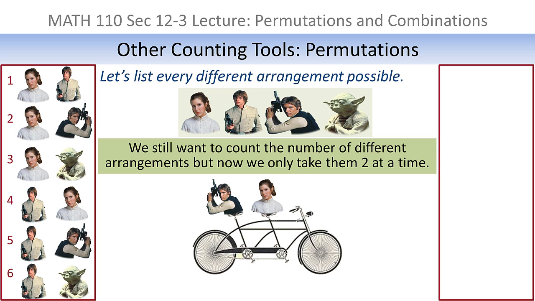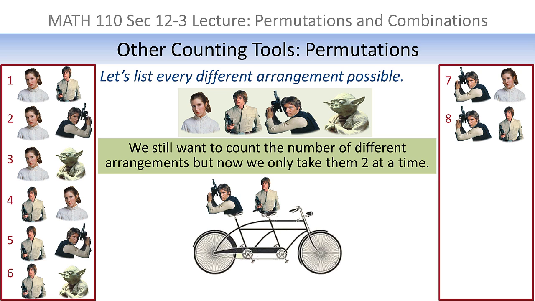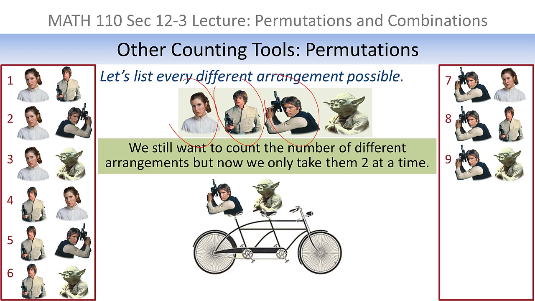So now I'm going to move and put Han on the back seat. So if I pair Han with Leia, that's a different arrangement. Han with Luke, it's a different arrangement. Han with Yoda, that's a different arrangement. So now I've exhausted 3 of the 4 possibilities being on the back seat. So now I'll put Yoda on the back seat. Last way to do it.